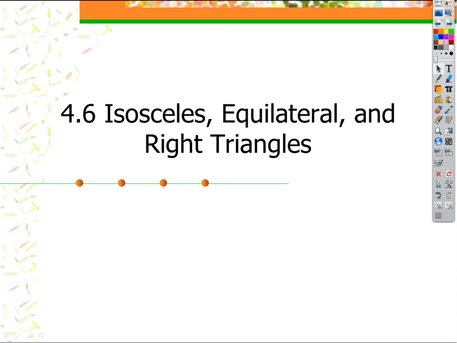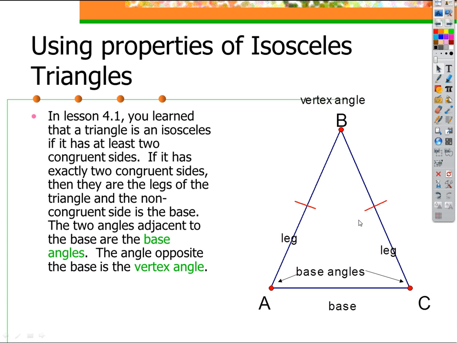4-6. It just talks about isosceles, equilateral, and right triangles. Just some other odds and ends, random stuff that we're going to add to what we already know about these guys. Quick review of isosceles triangles.